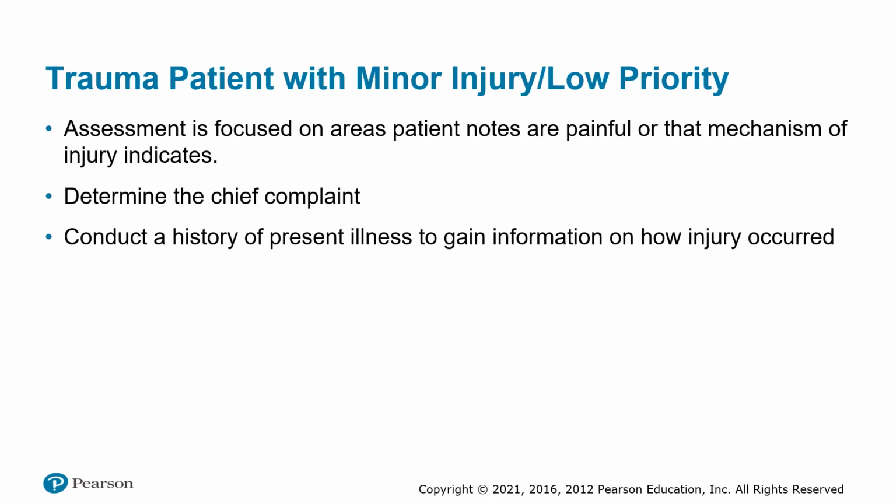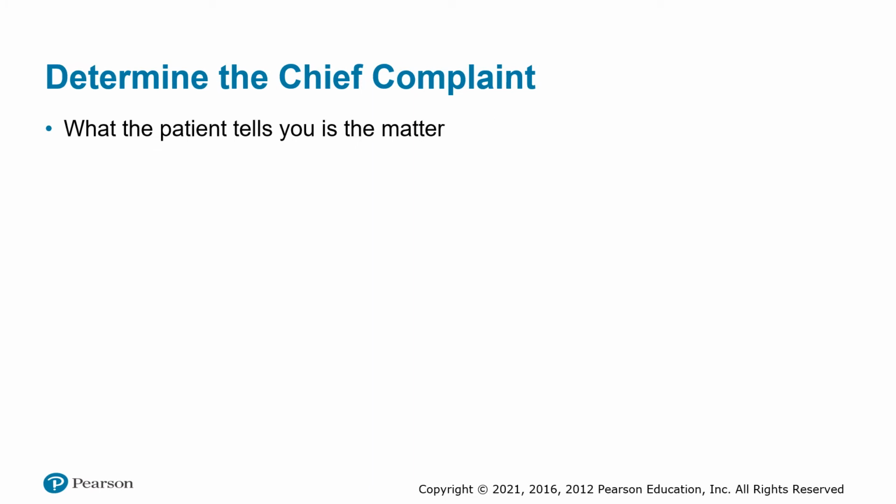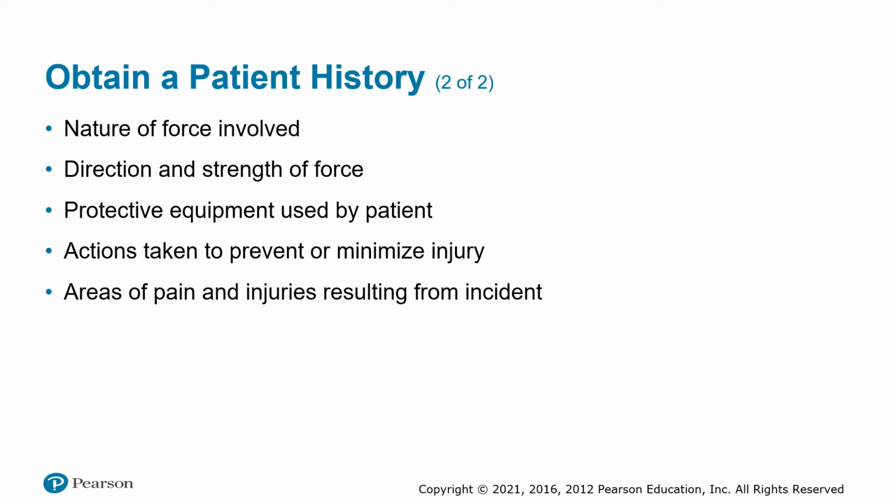So for a trauma patient with minor injury or low priority, assessment is focused on the areas that the patient notes are painful or that mechanism of injury indicates. We're going to determine a chief complaint and conduct a history of the present illness to gain information on how that injury occurred. Okay. Chief complaint is what the patient tells you is the matter. Patient history, so nature of the force involved, direction and strength of the force, protective equipment used by the patient, actions taken to prevent or minimize injury, and areas of pain or injuries resulting from the incident.